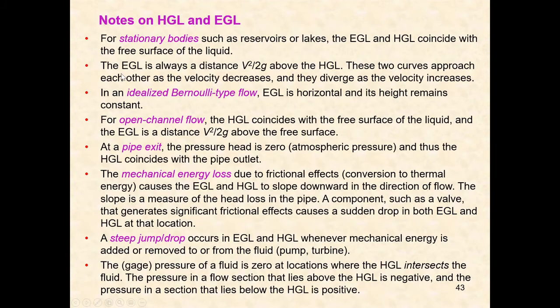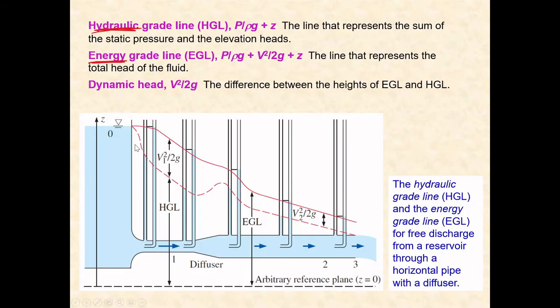Okay, then the EGL is always a distance V squared over 2g above the HGL. The two curves approach each other as the velocity decreases, and they diverge as the velocity increases. So if you look here, the EGL is always above the HGL, right? And is separated by the distance V squared over 2g. So if the velocity is big, then they are far apart. But if the velocity is small, they are closer to one another.